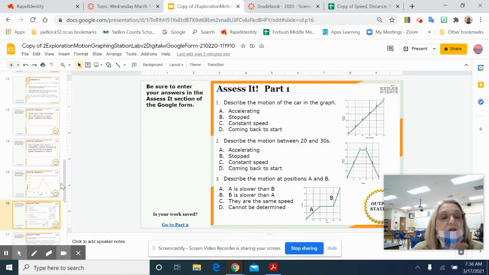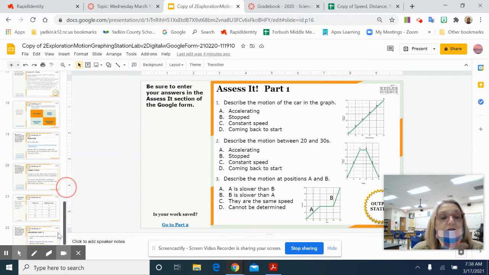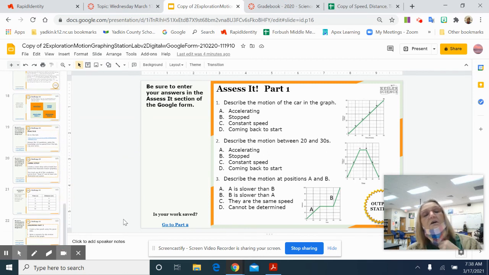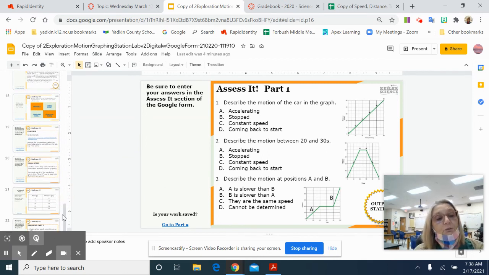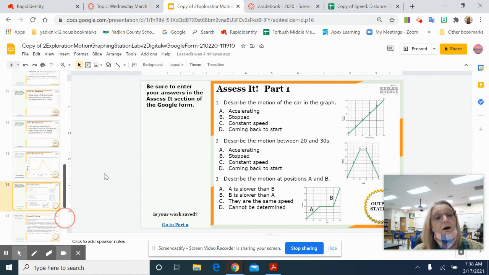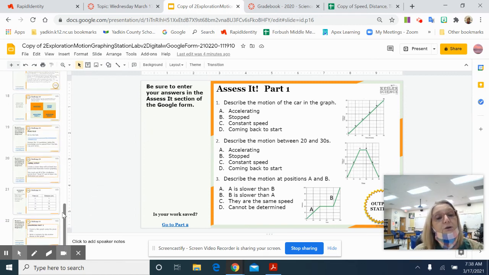So all of these answers will be transferred to your Google Doc answer form when you finish. Do not start your Google Doc until you're ready to input all your answers.